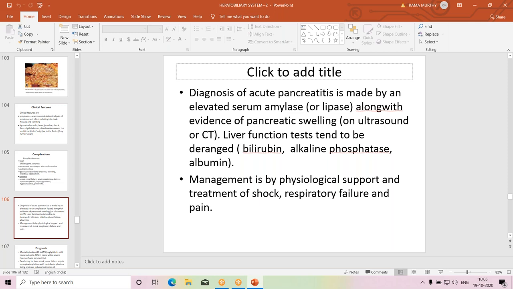Another important test is serum calcium levels. If serum calcium levels are low, that is hypocalcemia, that is a grave prognostic sign. The low calcium in the blood is because the calcium is deposited in the pancreas. If that sign is present, the prognosis is bad. Management is by physiological support, treatment of pain, shock, and respiratory failure. I will tell you the complications.